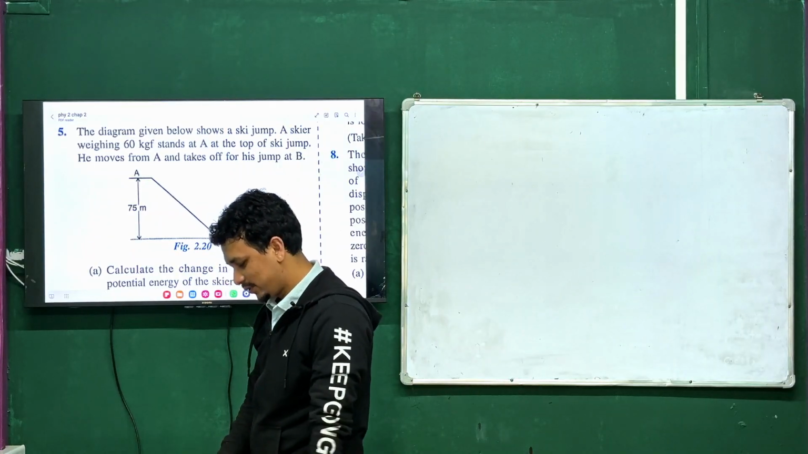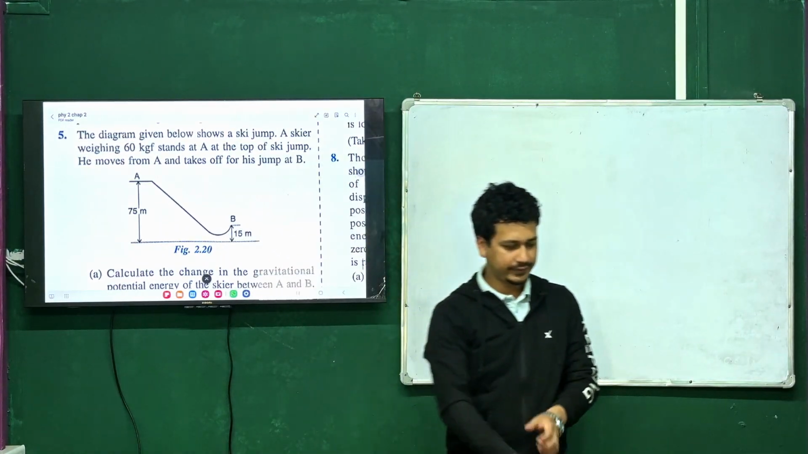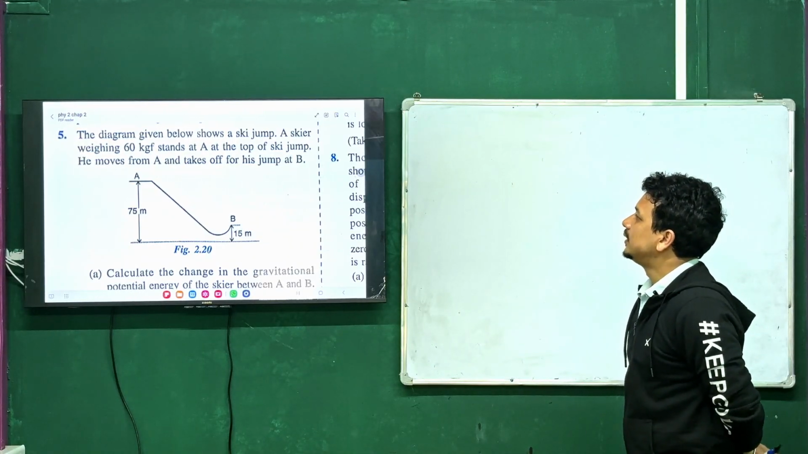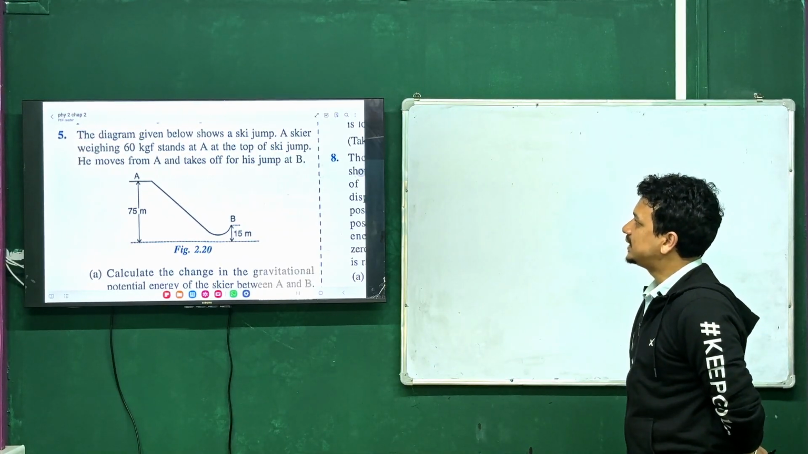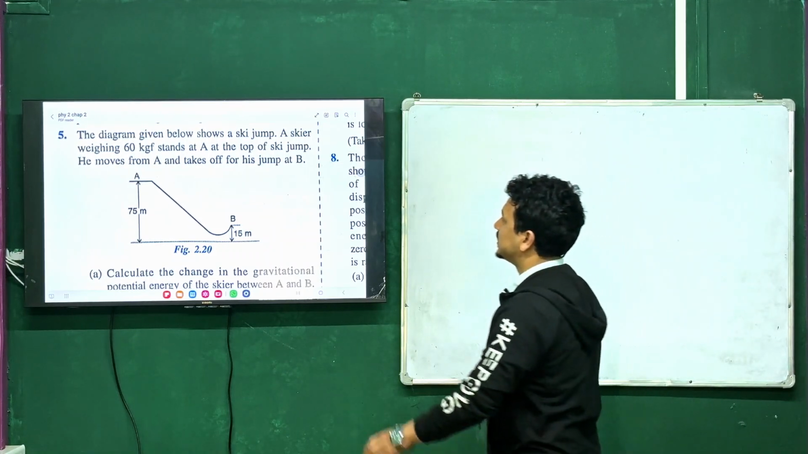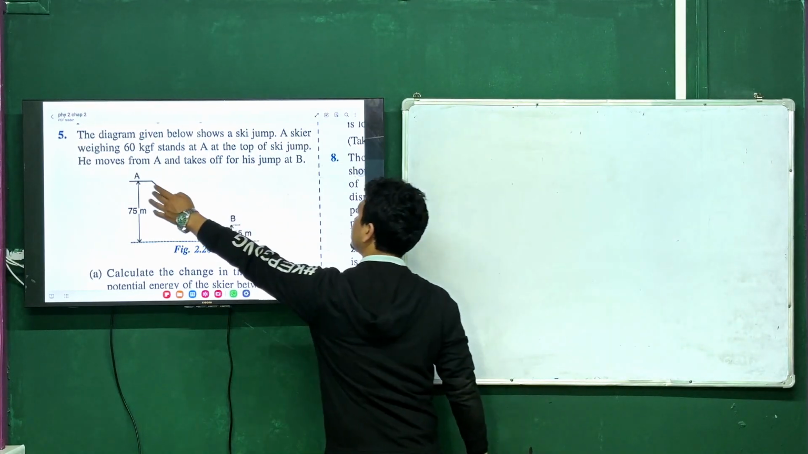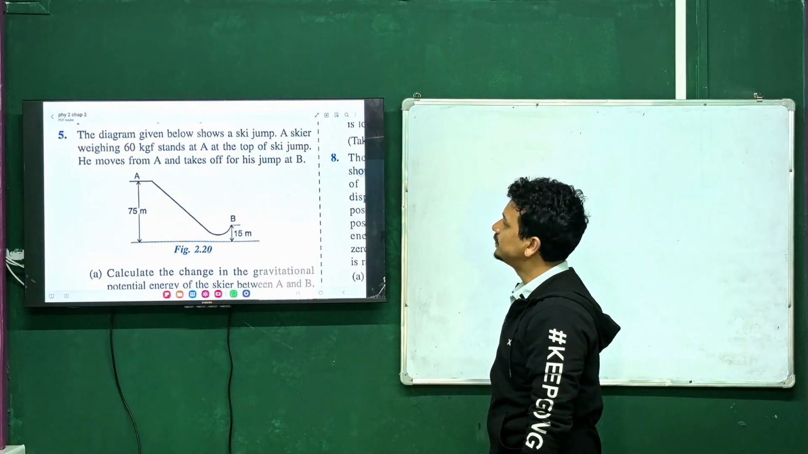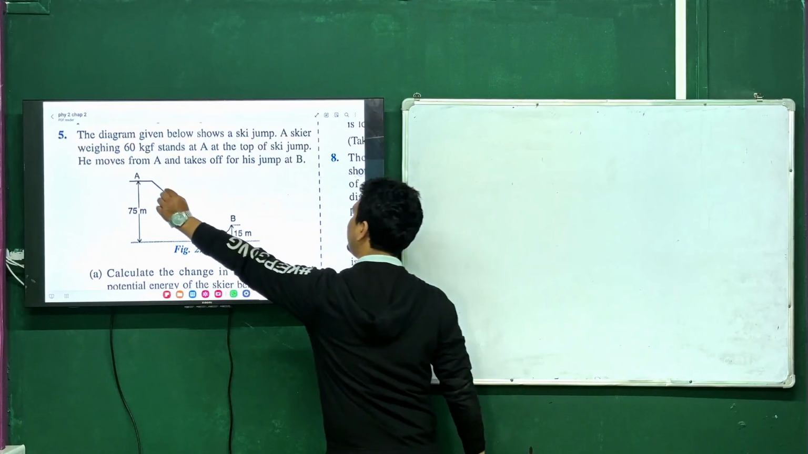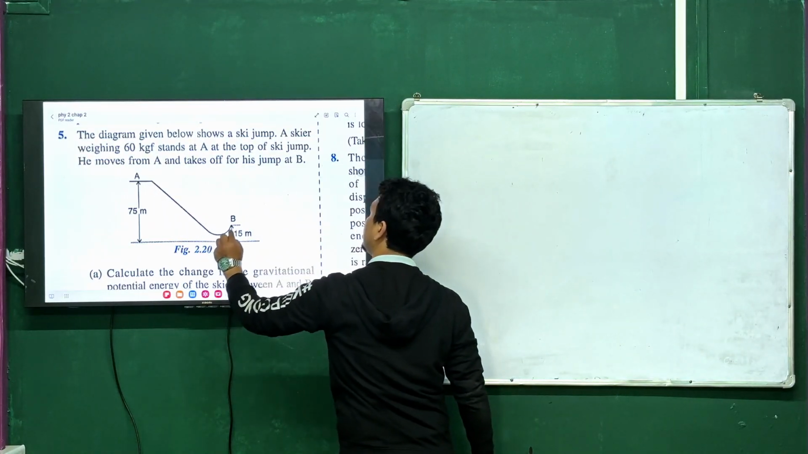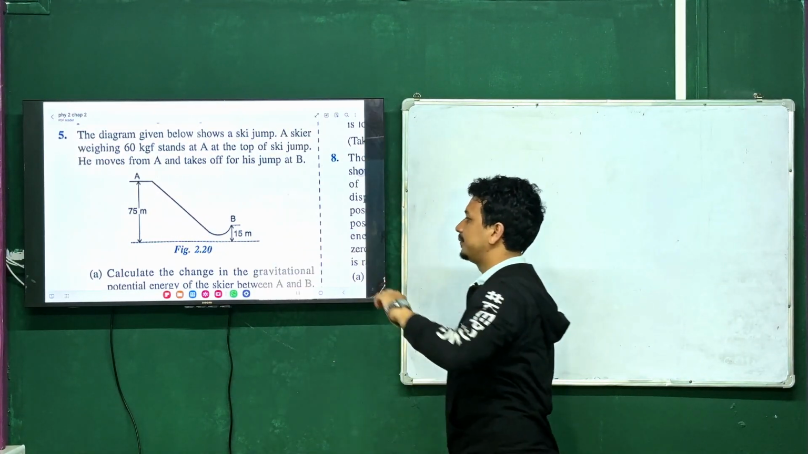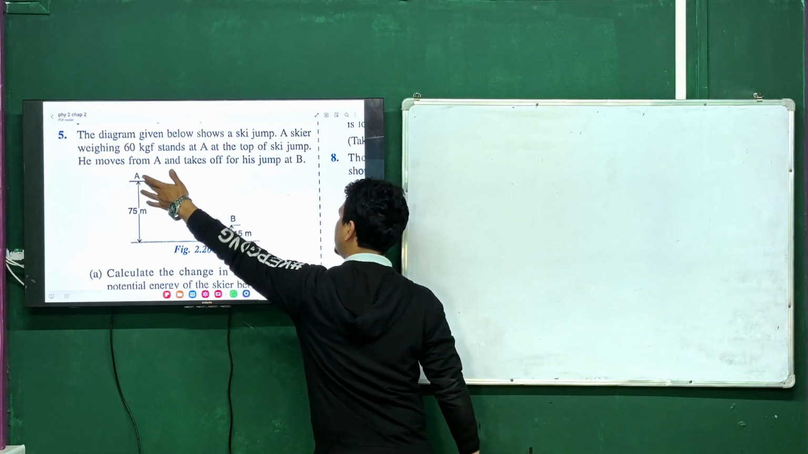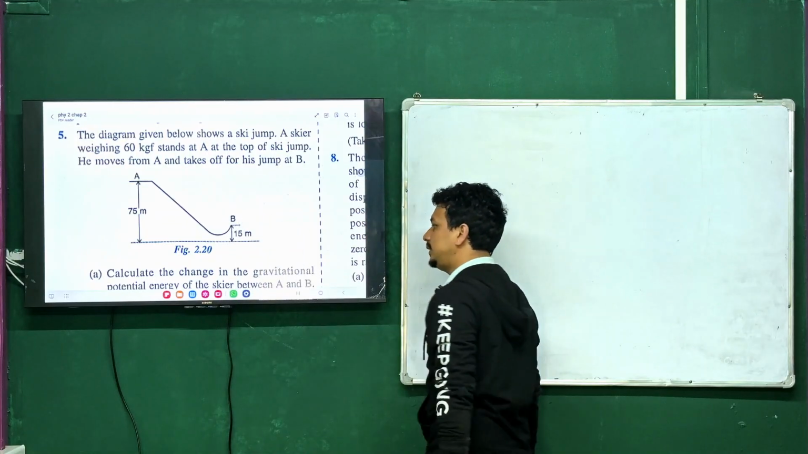Okay. Let's look at this question. Question number 5. It's an interesting question. The diagram below shows a ski jump, right? A skier weighing 60 kgf stands at point A. So he's standing here at the top of the ski jump. He moves from A and takes off at B. So goes away. Got the story? Okay. A is at a height of 75 meter. B is at a height of 15 meter.